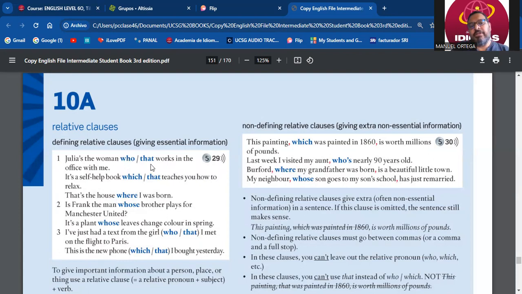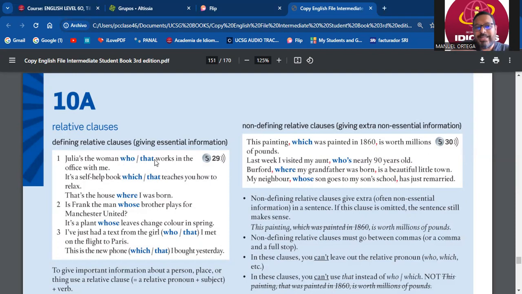Julia's the woman who or that works in the office with me. Now it's clear who Julia is. Imagine I talk to you and I say, "Pepito is..." we don't know who we are talking about. So defining relative clauses give you important information.